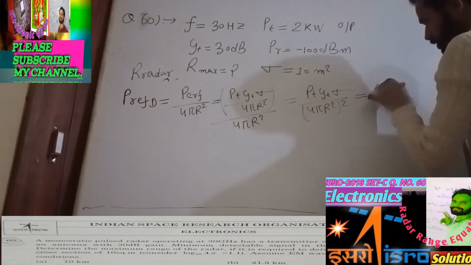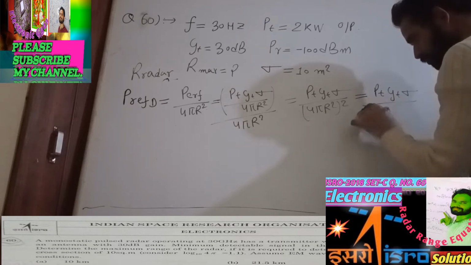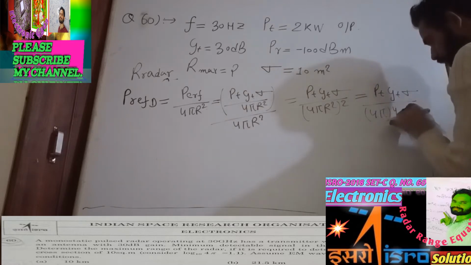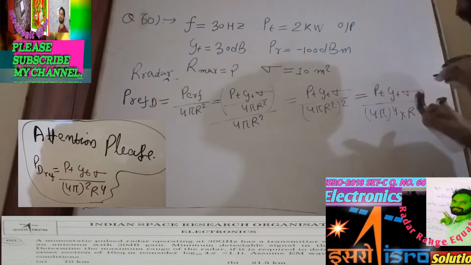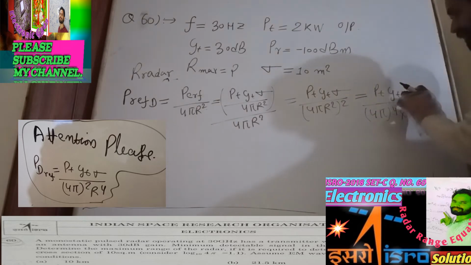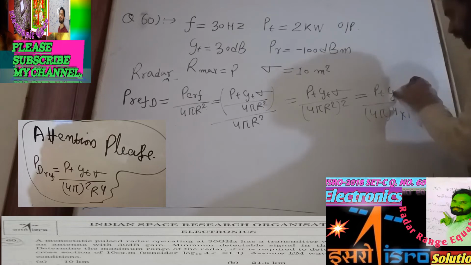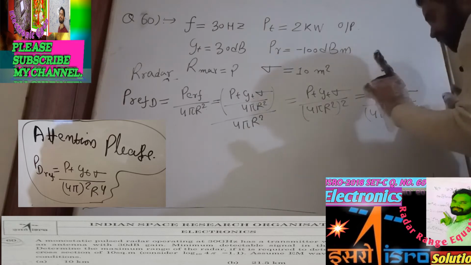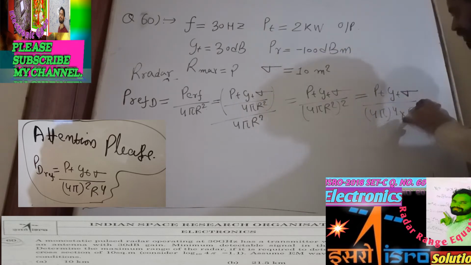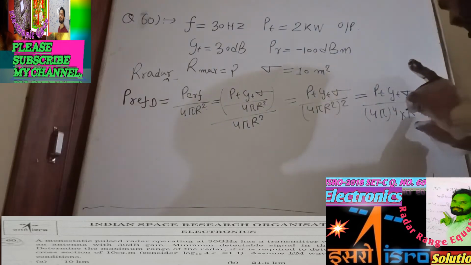Now see here: Pt Gt sigma divided by (4 pi) to the power 4 into r to the power 4. This is my transmitting power, this is the gain of the transmitting antenna, and this sigma is the radar cross sectional area of a target. R is the distance, the maximum range from the radar to the target.